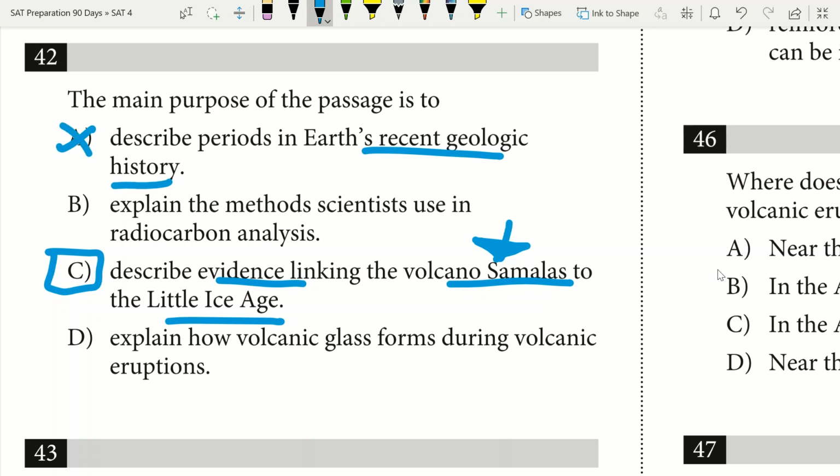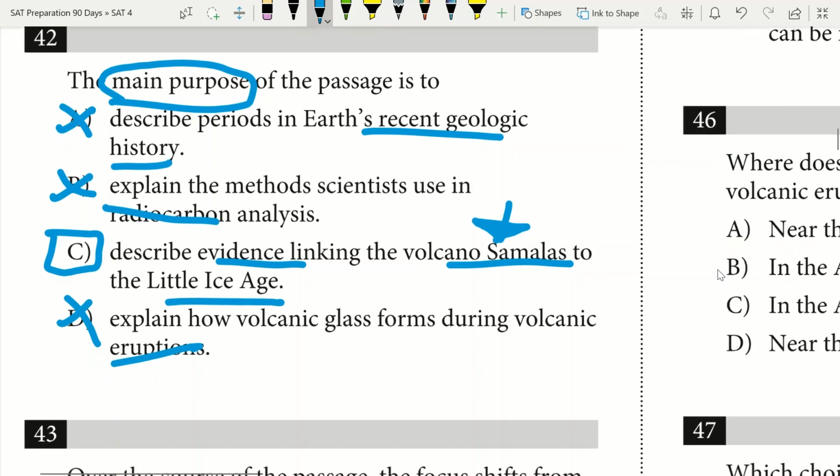That's not the whole point of this. We want to keep in mind we're looking for the main purpose. Explaining the methods scientists use in radiocarbon analysis, we aren't explaining those methods. Explaining how volcanic glass forms during volcanic eruptions, we do not do that either. So our answer is C for 42.